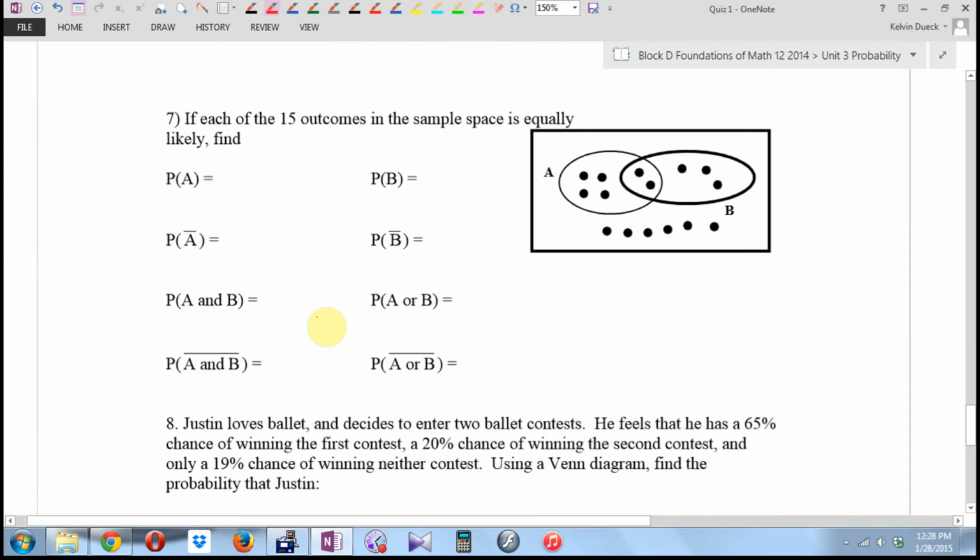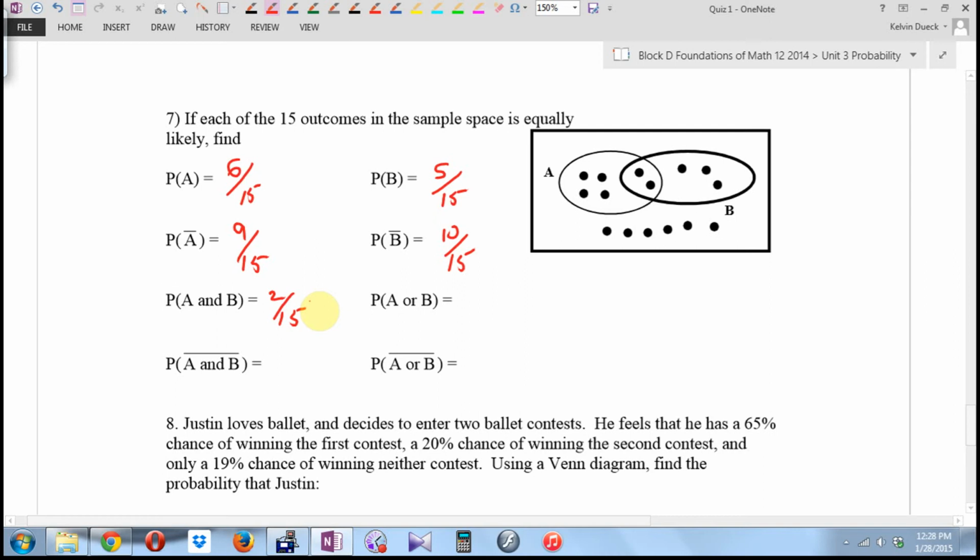Oh, hey, we're back to counting. A, 6 out of 15, or 2 out of 5. B, 5 out of 15. Not A, 9 out of 15. Not B, 10 out of 15. Yes? I haven't made any dumb mistakes. A and B, 2 out of 15.